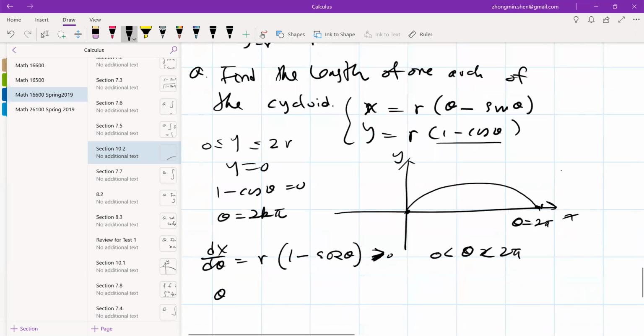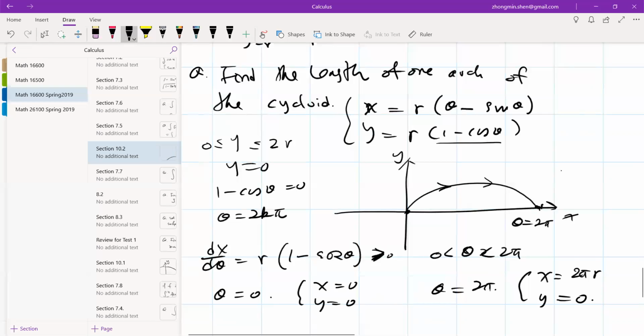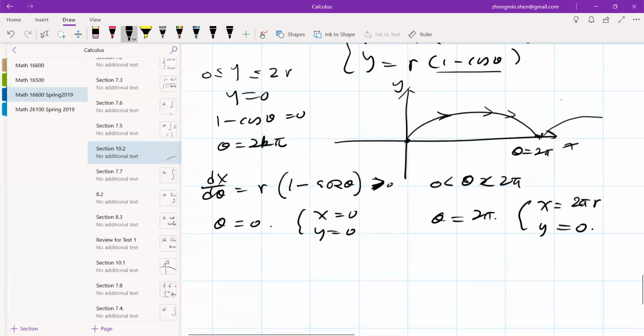So when theta equals 0, x equals 0, y equals 0. When theta equals 2 pi, x is going to be 2 pi r, y is going to be 0. So x increases when theta increases, going like this. But y increases and decreases, otherwise it's not touching the x-axis, and it's going to be like that again. So we are going to find the length of this whole piece in the xy plane. How do you set up?